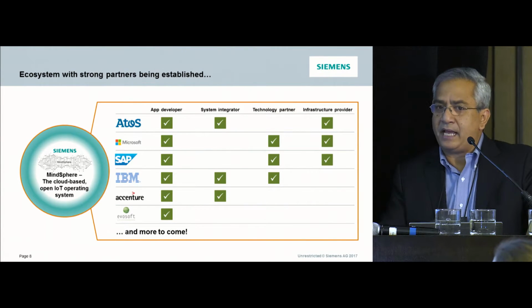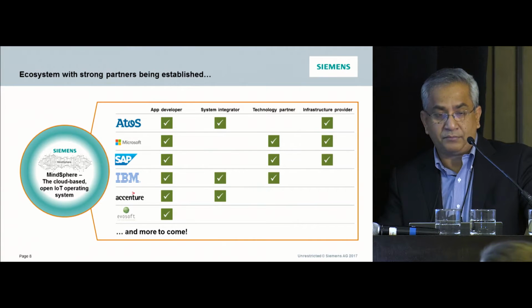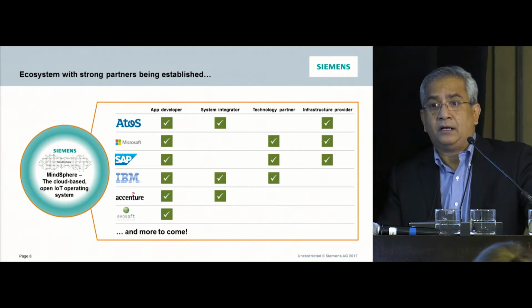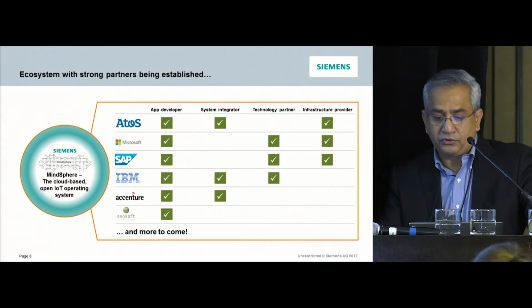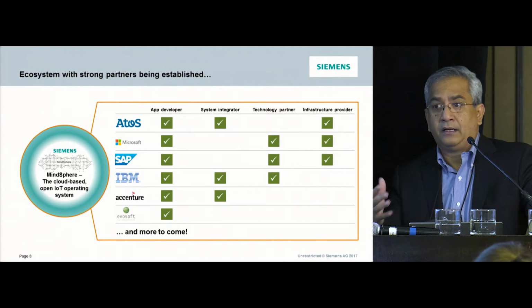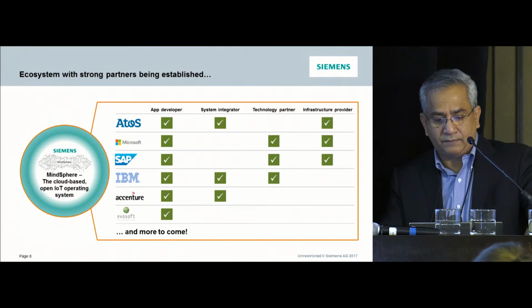So I talked about beta APIs and partners who are developing stuff for us. So here are some of those partners who already started working with us, building apps and even other things. So Atos, for example, is working with our beta APIs. They're going to be an app developer. They're also going to be a system integrator. They want to take MindSphere solutions to the marketplace. They will also be an infrastructure provider. Like I said, we want to be cloud agnostic, and they're one of them who can provide that service.